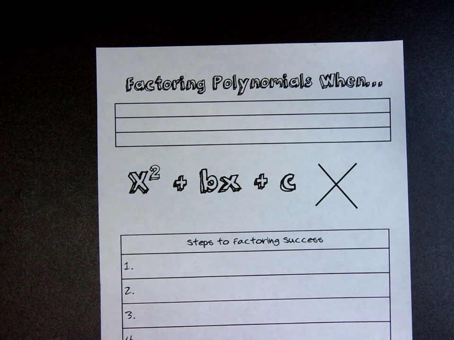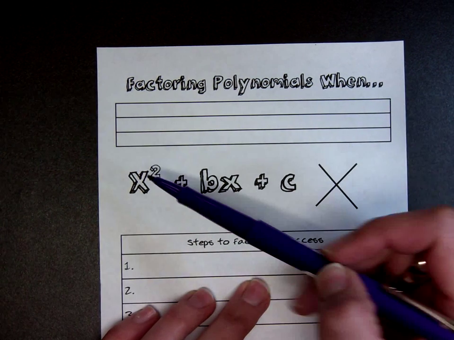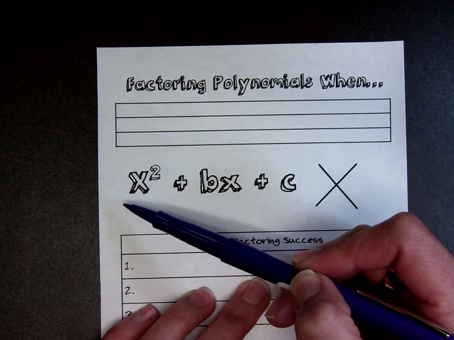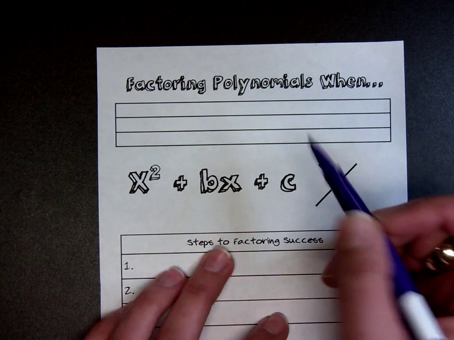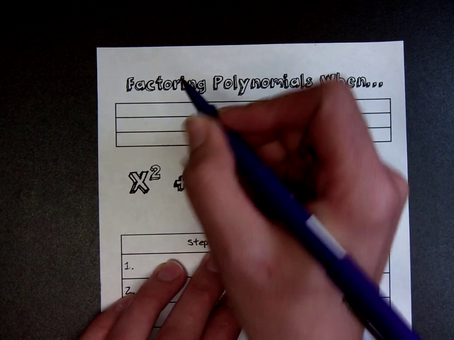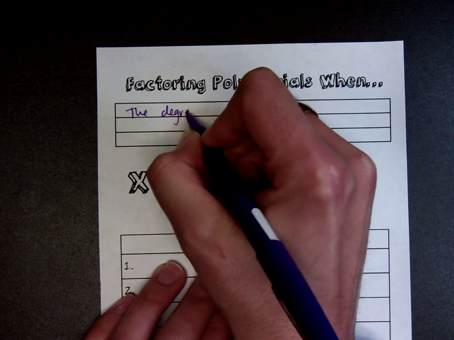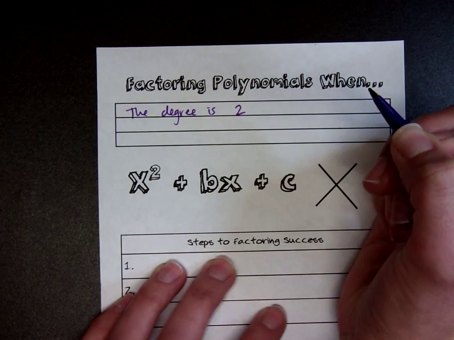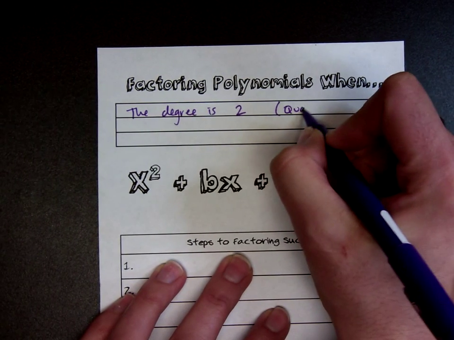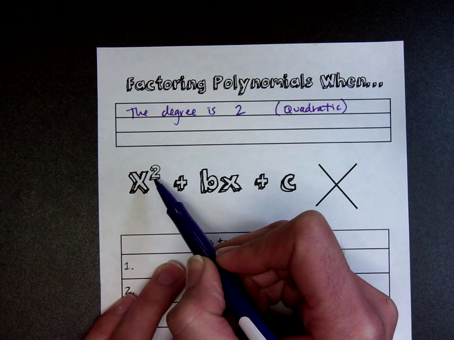Okay, we're going to talk about factoring polynomials. So today we're going to factor polynomials when we just have a coefficient of 1. There's nothing in front of the x squared. So there's a couple of things when we talk about factoring. The first thing is that the degree is 2. Okay, meaning it's a quadratic. Okay, that means our biggest exponent is a 2.